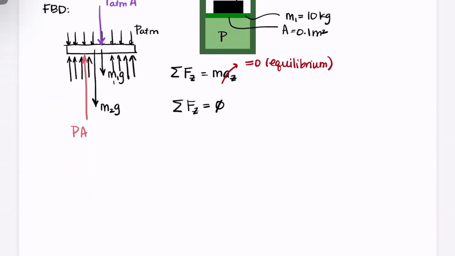So now I'm just going to sum up the forces from my free body diagram. I have one positive force, which is P times A, and then three negative forces. So I have minus P atmosphere times A, minus M1G, minus M2G is equal to 0. All right, I have been given A, P atmosphere, M1 and M2, and then I of course know G as well. So I just want to solve this for P.